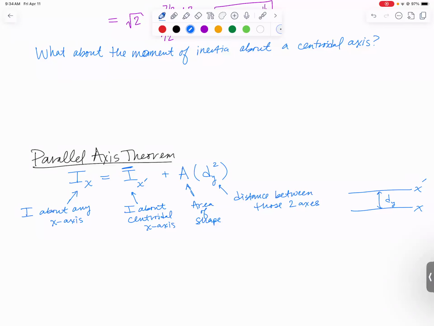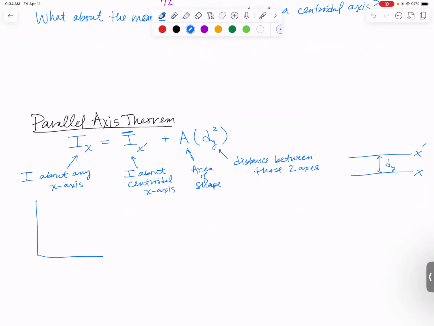Let's apply this to the example we just did. So here was our shape again. There's the x-axis, there's the y-axis, and we need to first find the centroid. Once I've found the centroid, then this would be my x prime axis.